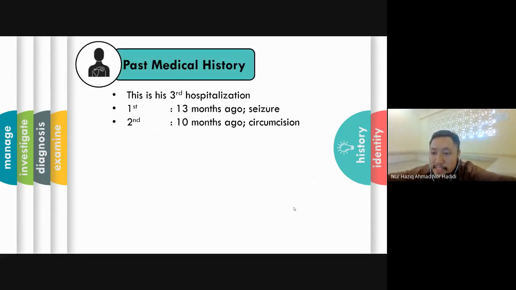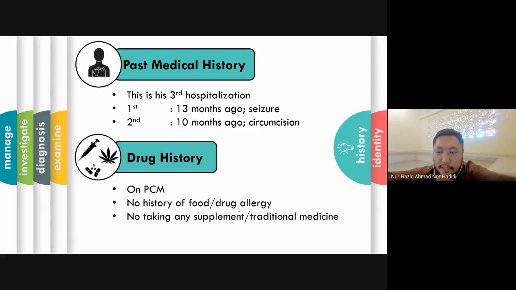So for the past medical history, this is his third hospitalization. His first hospitalization was about 13 months ago due to seizure. His second hospitalization was about 10 months ago due to circumcision. Otherwise, it was uneventful. For the drug history, he is not on any medication except for the Panadol itself. Otherwise, there was no history of drug or food allergy, and no history of taking other supplements or traditional medicine.